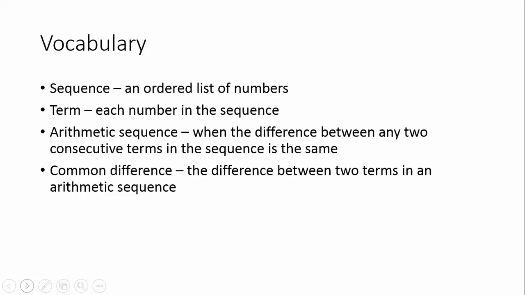So a few vocab terms here, please write these down. A sequence is just an ordered list of numbers. And a term is each number in the sequence. We have an arithmetic sequence when the difference between any two consecutive terms in the sequence is the same. And the common difference is that difference between the two terms in the sequence. So we're going to talk about a lot of these vocab terms as we go through some of these examples today. Again, please make sure you've written these down.